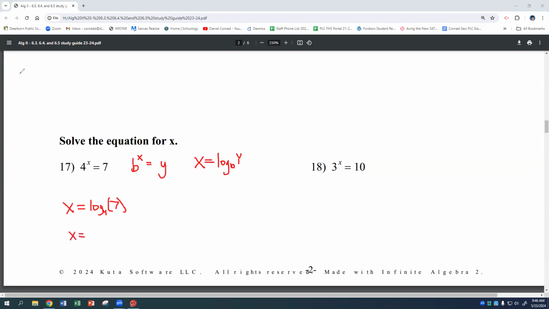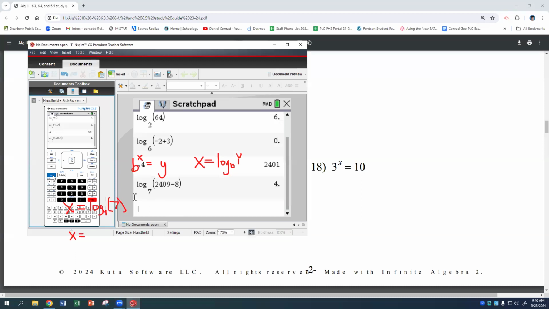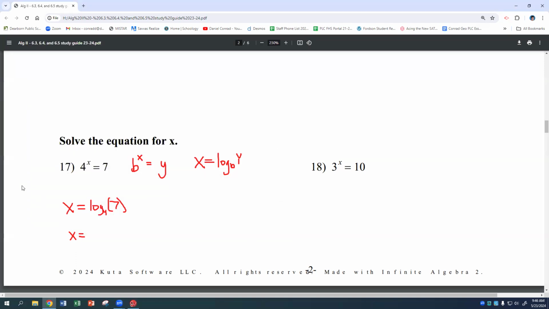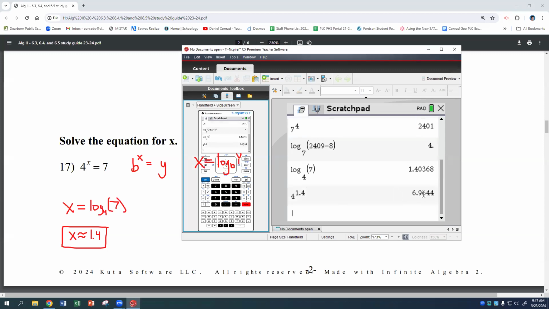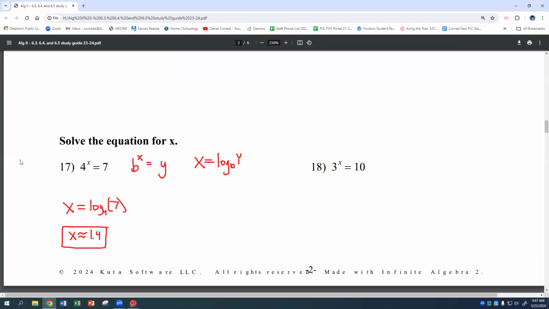I'm going to round to the 10th place. So I'm going to put this in my calculator. Log base 4, 7. I'm going to hit enter, and it's going to give me approximately 1.4. It isn't exactly 1.4, so I'm going to put a little squiggle for my equal sign. It's approximately 1.4. If I want to check my answer, again, I can plug it back in the other way, right? So I could do 4 to the 1.4. It gives me about 7, right? It's not perfect because we rounded, but it's about 7 because this answer is about 1.4. It's not exactly 1.4.